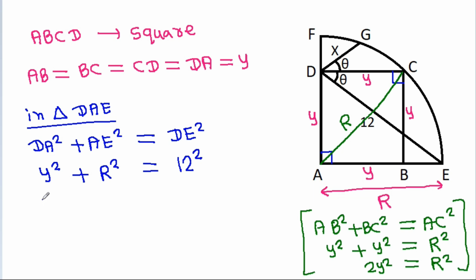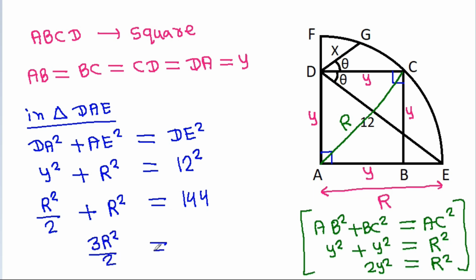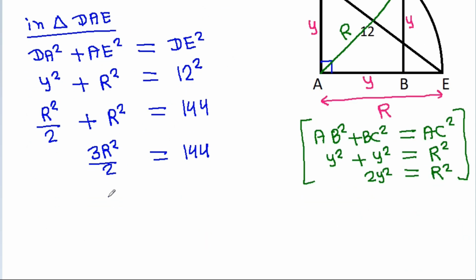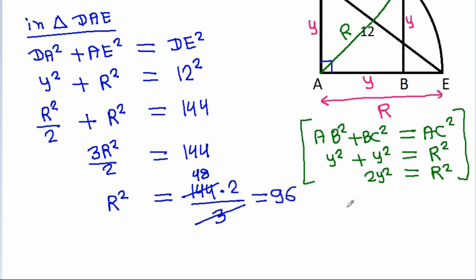So y square will be r square by 2 plus r square is equal to 144, and it is 3r square by 2 is equal to 144. So r square will be equal to 144 times 2 by 3, and 3 times 48 is 144, and 48 times 2 is 96.